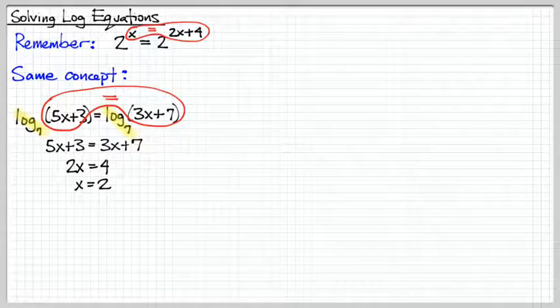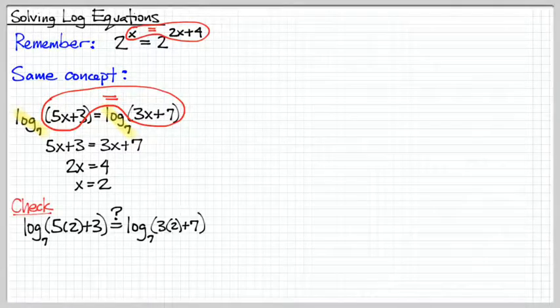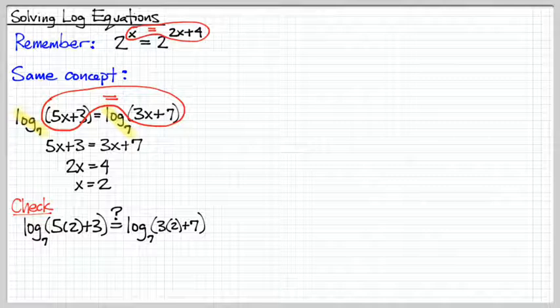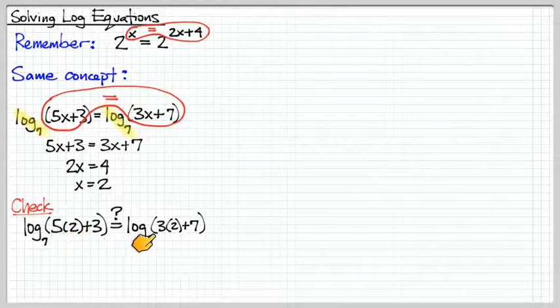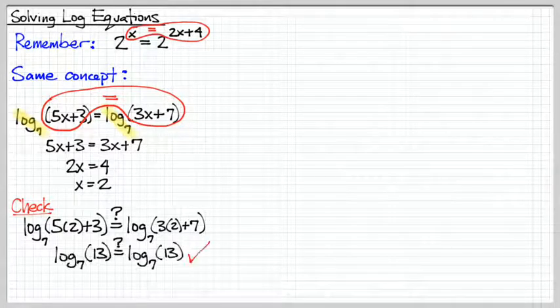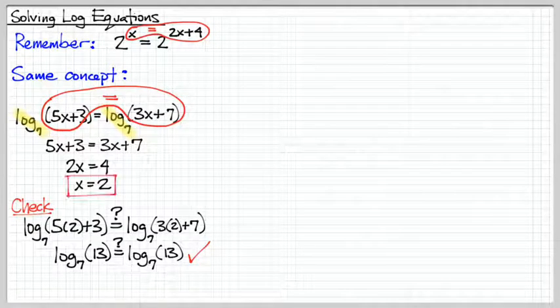and then we have a straightforward equation to solve. And with log equations, it's important to then plug the result that we get back into the original equation to make sure that the equation holds true. We get log base 7 of 13 is equal to log base 7 of 13, so this is our answer. X is equal to 2.